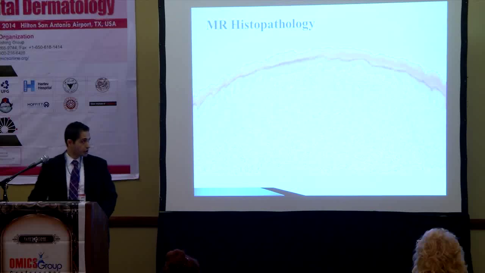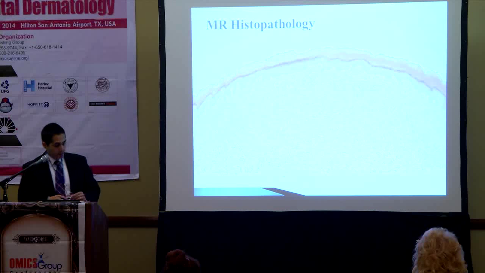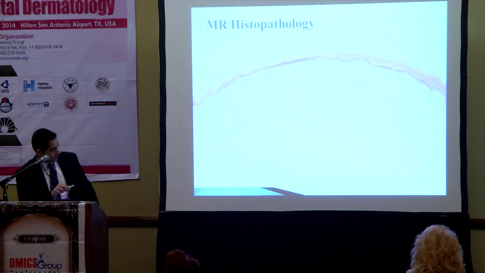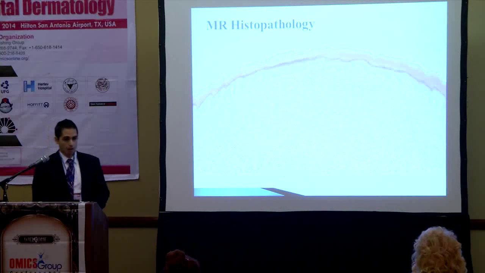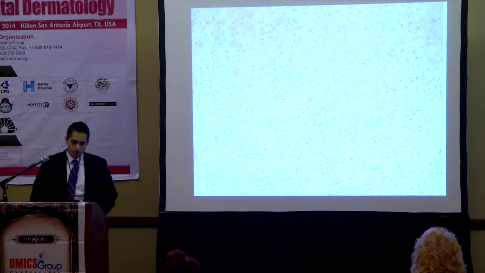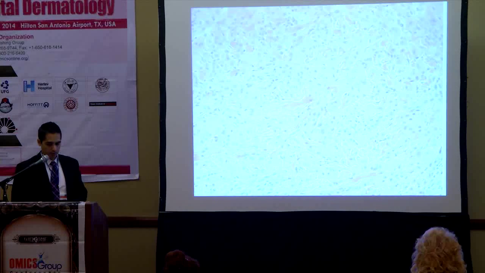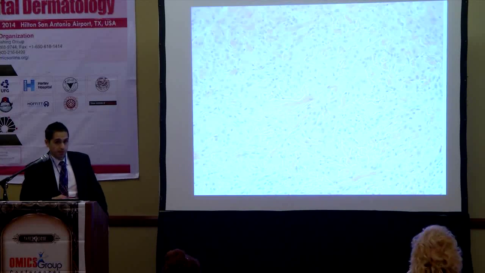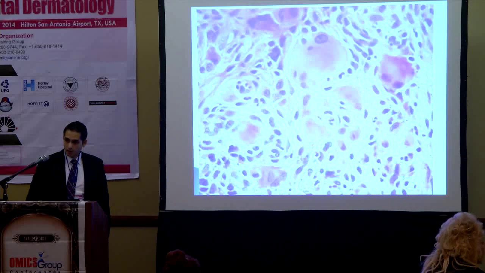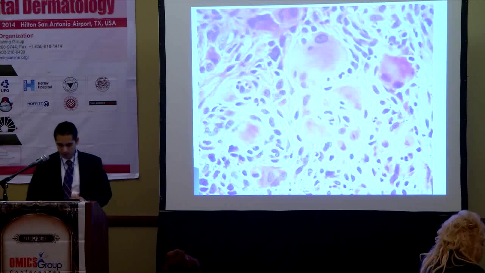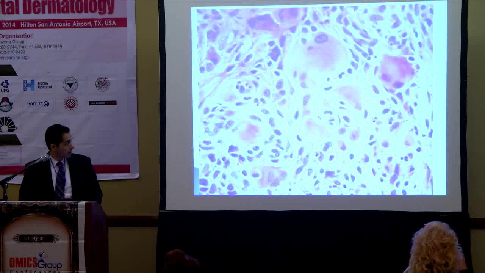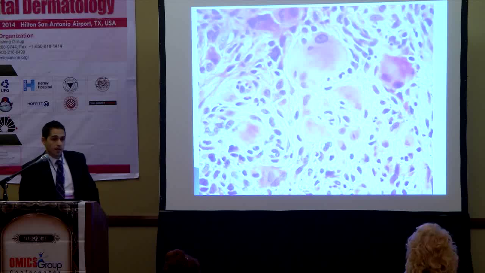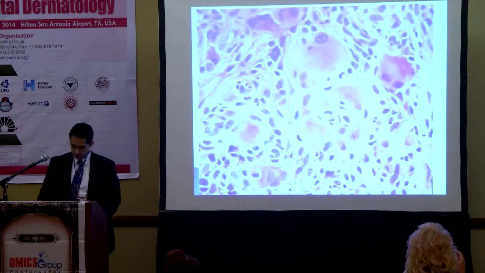On histopathology, you can see a dense dermal infiltrate composed of mononuclear cells with a relatively normal epidermis. On a higher power, this dense dermal infiltrate is composed of histiocytes, and you can see some giant cells as well. Now, a higher power of those giant cells shows that these are of foreign body type, and you can see that ground glass cytoplasm that is characteristic of this condition.